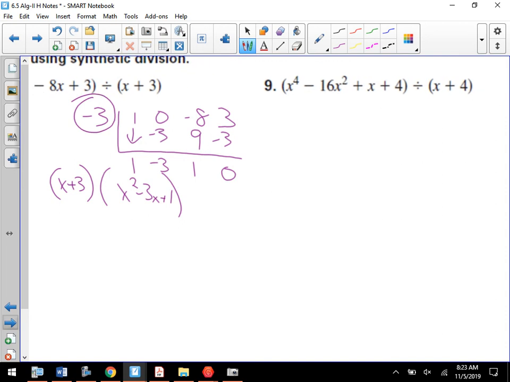All right. X to the 4th minus 16x squared plus x plus 4. Fourth degree polynomial, how many terms should it have? Is it missing any? It is. What do you put in place for it? 0 for the x cubed, correct? Same idea. I have 1, 0, negative 16, 1, 4. X plus 4 is my term. What's my 0? -4, good.